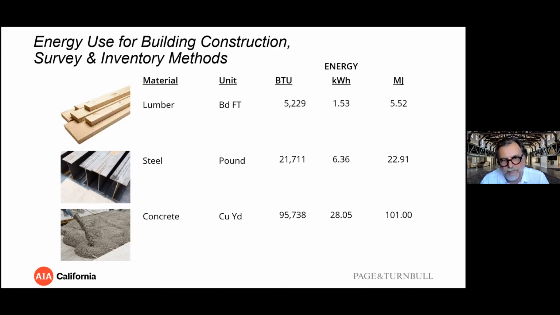In the case of lumber, they ended up with board feet. In the case of steel, it was by the pound. In the case of concrete, it was by the cubic yard. So you have added layers of complexity with all these different units and all these different measurements.